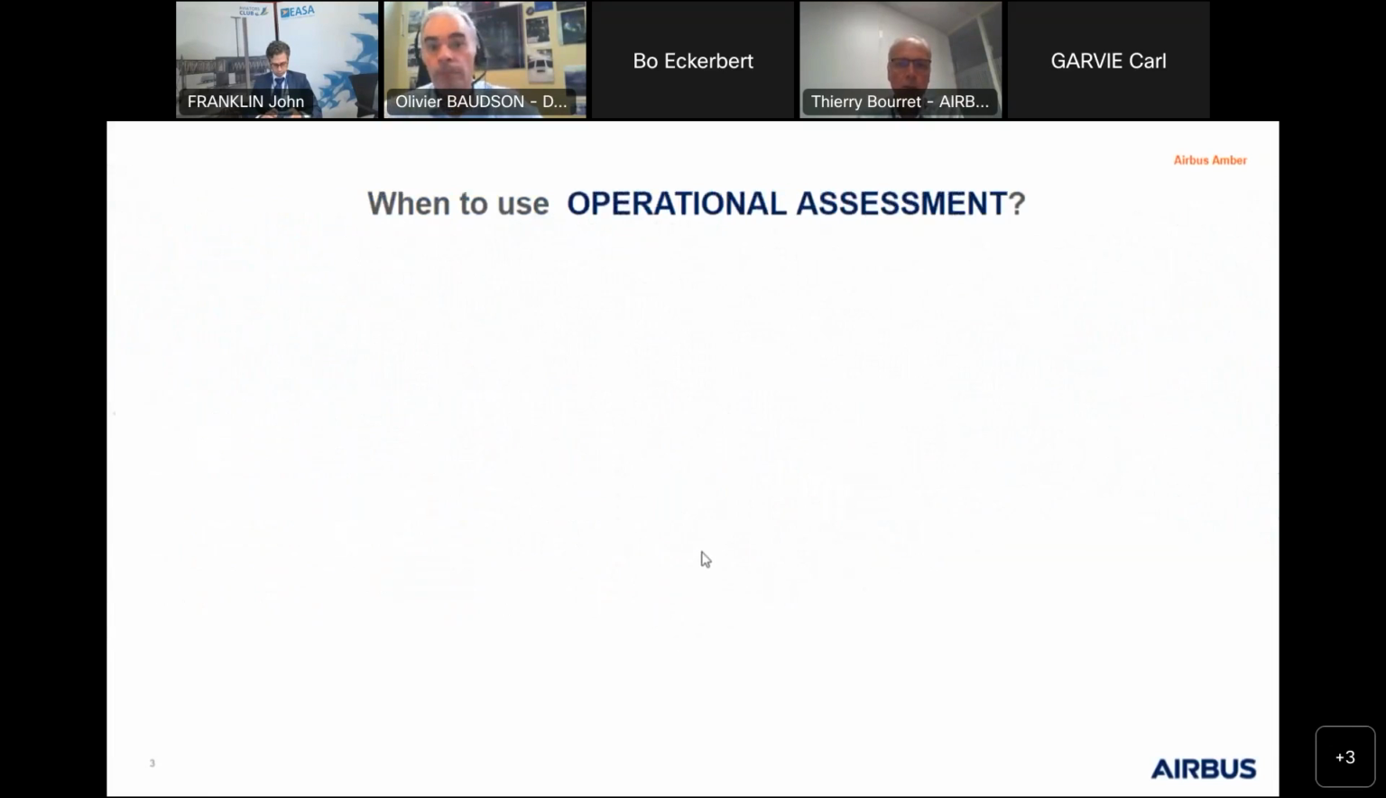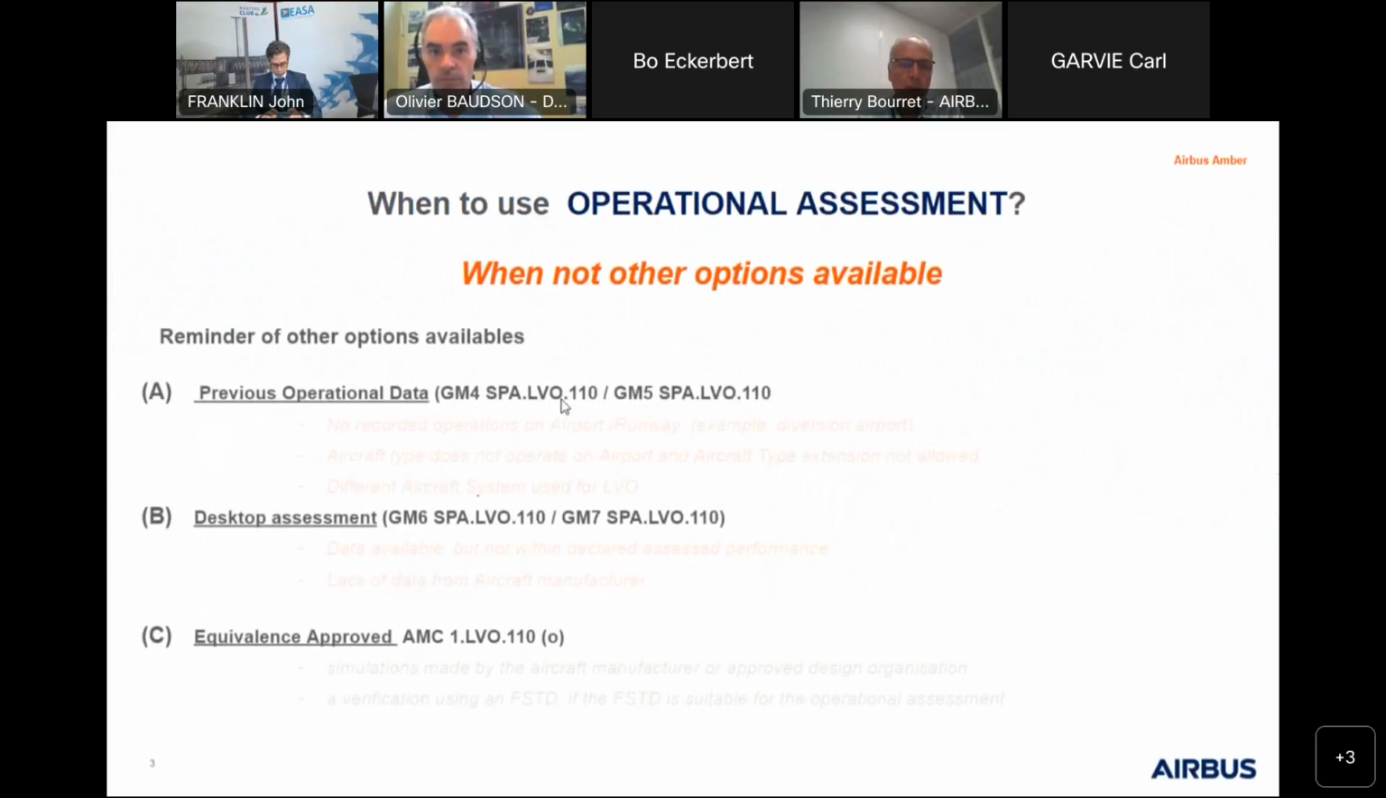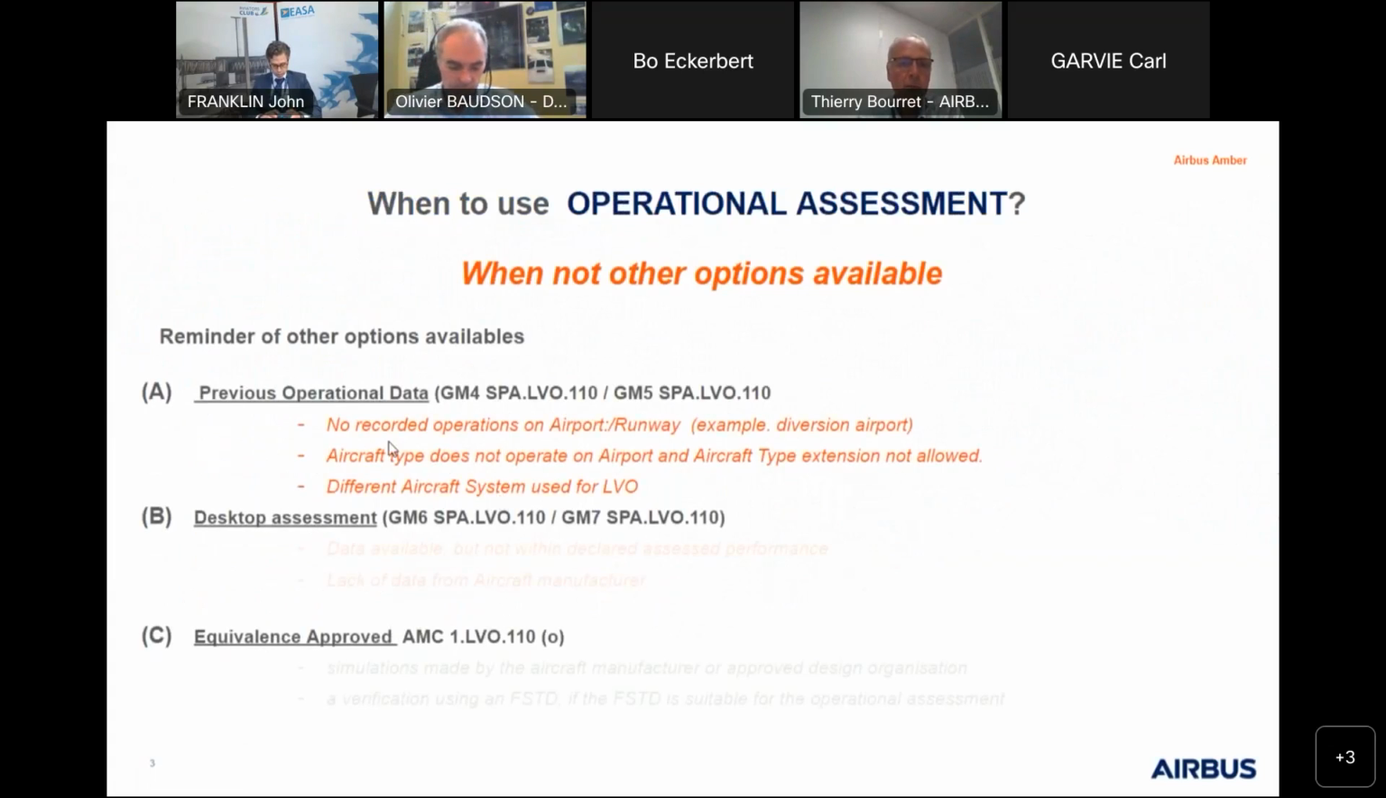So when to use operational assessment? I would say, to make it simple, when there is no other option available, which has been said in the introduction. So there are 3 other options: previous operational data, desktop assessment, and approved equivalence, and I will highlight how these could fail. Previous operational data: you may not have a record of previous operation on a specific runway. For example, if one of your runways is only a diversion airport, that will not count because you probably don't have any experience there.